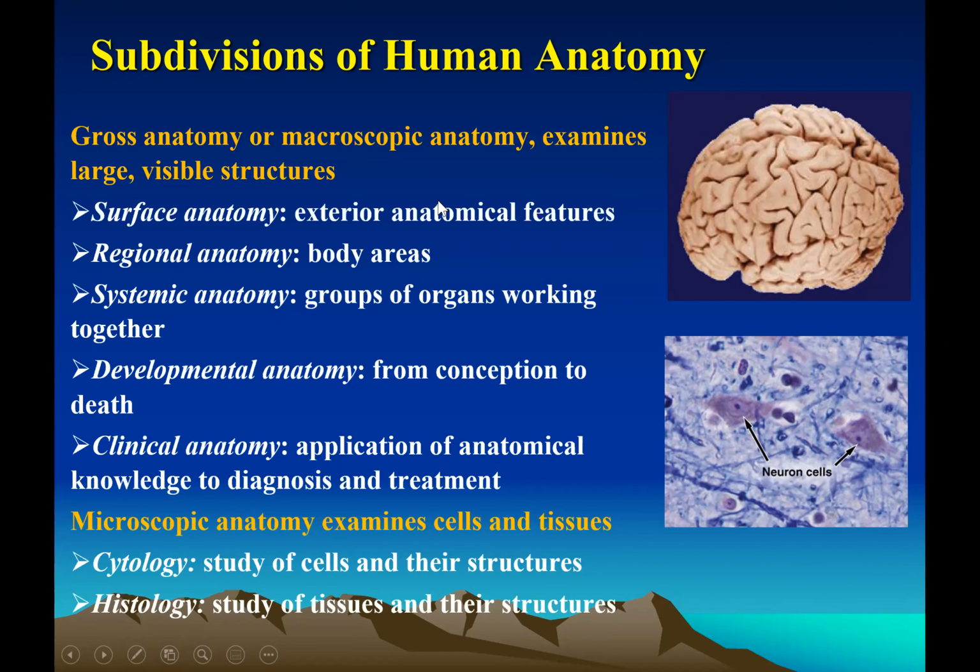Some of the main subdivisions under gross anatomy is surface anatomy, where you'll study the external or superficial anatomical structures. If you're studying a certain region, it is called regional anatomy. Let's say you're studying the thoracic region. If you're studying one complete system, like the cardiovascular system, then you'll study the heart, the vessels, blood. It will be called systemic anatomy.